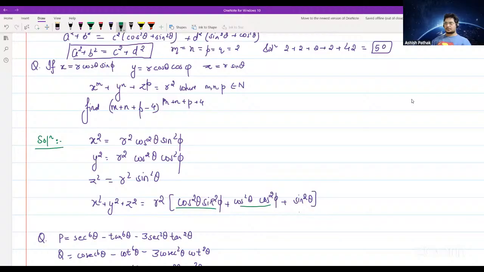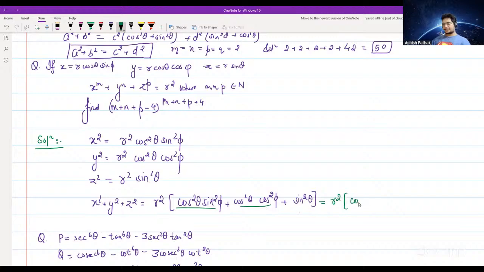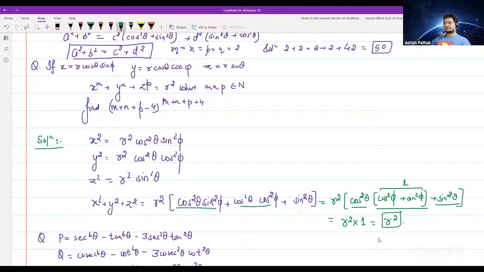You are not audible, like you had muted yourself. Cos square theta, yes. If I will take common, you will get the value as cos square phi plus sine square phi. So that value is equal to 1. Plus sine square theta, so cos square theta plus sine square theta is also equal to 1. So you will get the answer as r square. Understood?